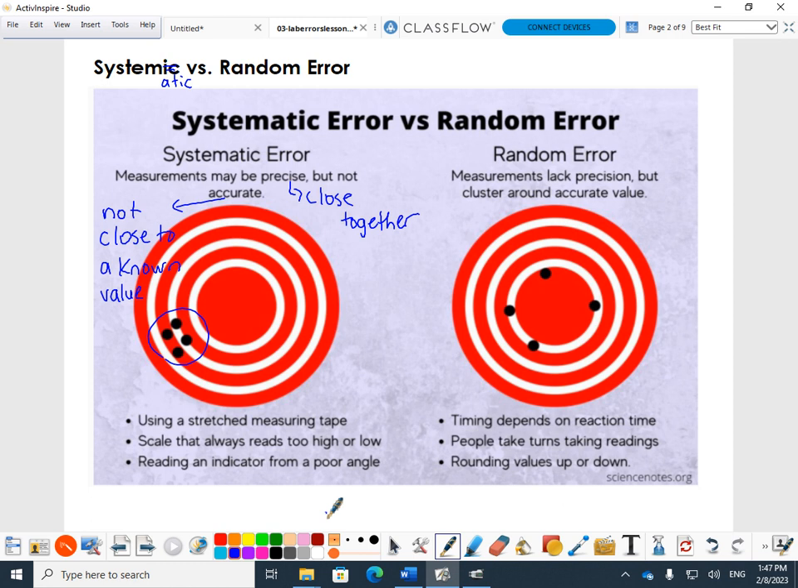A scale that always reads too high or low: if your scale has been calibrated incorrectly, and that's why nobody shares my scales with me, we get to keep them in here, because when you move the scale around, it can affect how it reads. And if it always reads too high or too low, then your values will be far from the bullseye, or the center. And then if you're reading the values at an incorrect angle.